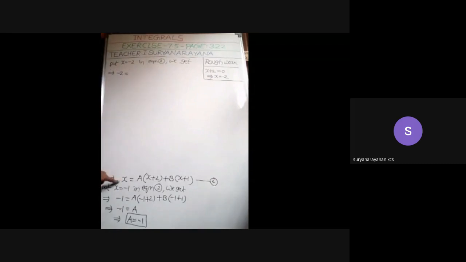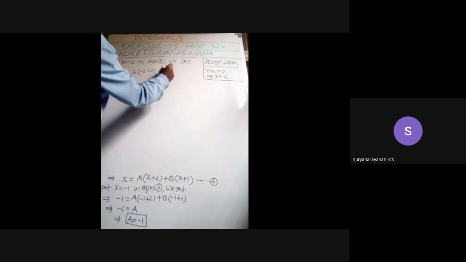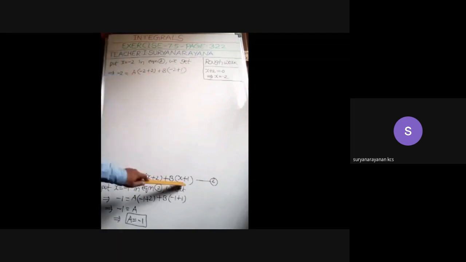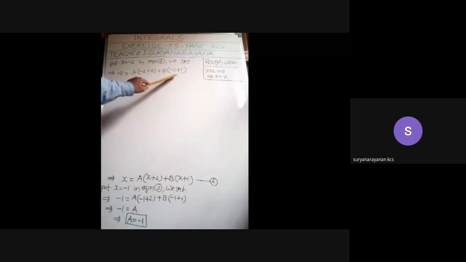This implies, here LHS x is there, so minus 2 is equal to, first term A into x plus 2. So A into minus 2 plus 2, plus B into minus 2 plus 1. So this is the step, and children, in this equation 2, we substituted x is equal to minus 2. Then we got to this step. So this is the step, my children. Right. Now let us simplify. Okay, my children. That implies minus 2 is 2. Here A into minus 2 plus 2.